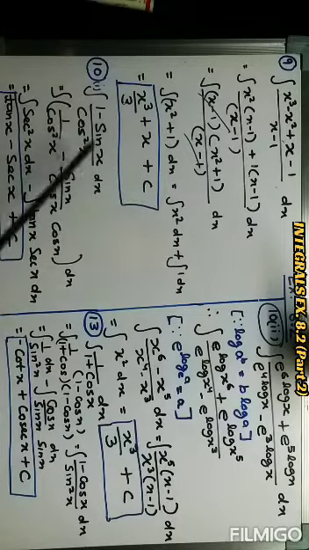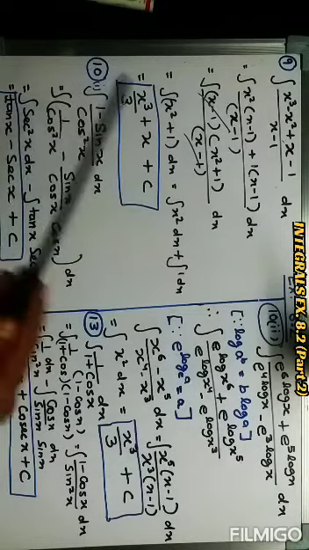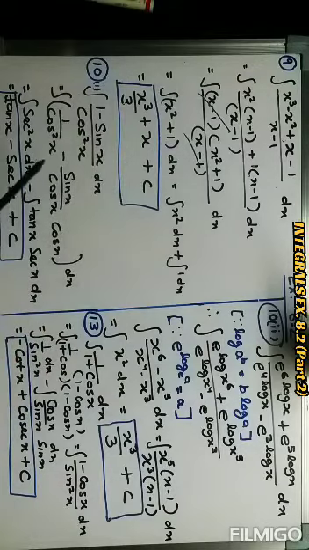See in this question, now we have to create an expression according to whatever formulas are given to you. Let us take these two terms separately: 1 by cos square x, and sin x upon cos square x. Cos square we have written separately. Why this form? Because this is giving a formula.